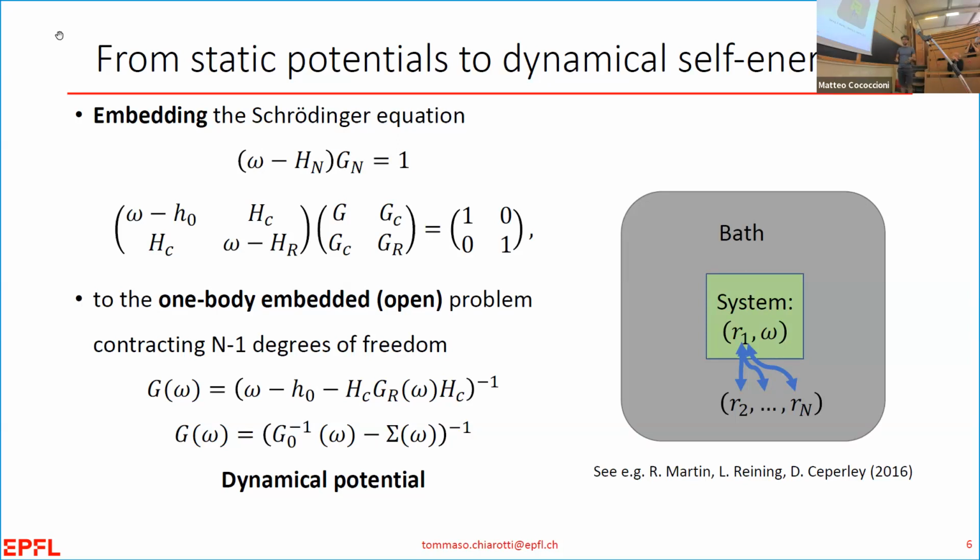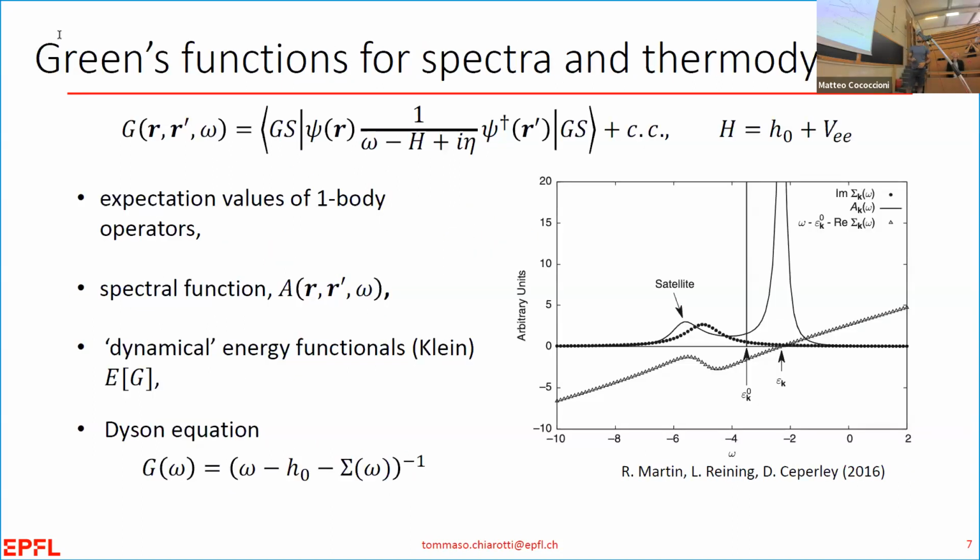And so indeed, you need to solve this secular equation, which is the counterpart of the Kohn-Sham equation, which is a linear equation. This instead is a non-linear equation. It's called the Dyson equation. And this non-linearity is brought by this potential here, called the self-energy, which is a dynamical potential, and that gives you the flexibility to actually predict the spectra. Okay, so this is Green's function theory in a nutshell.